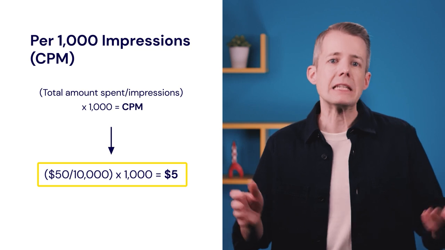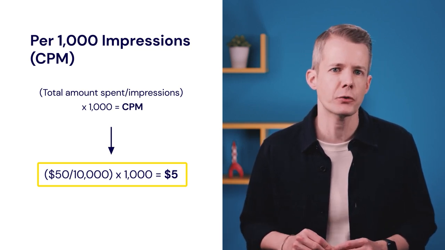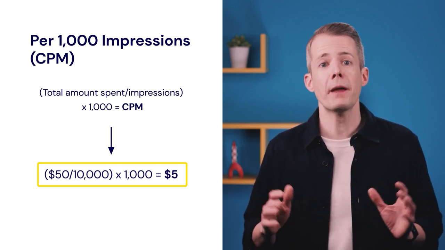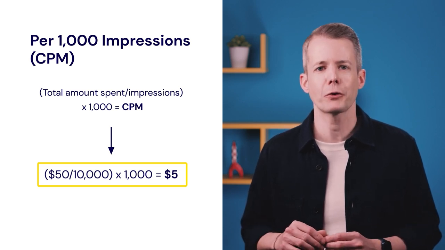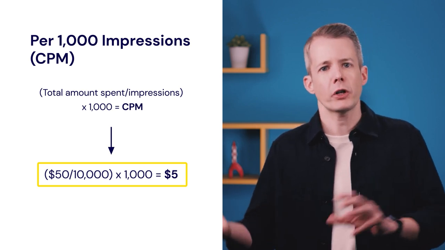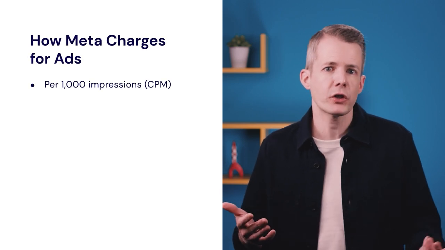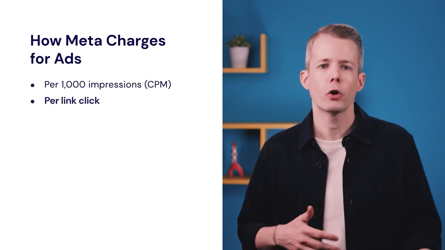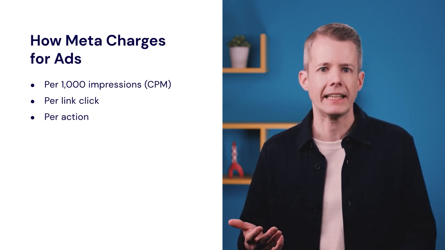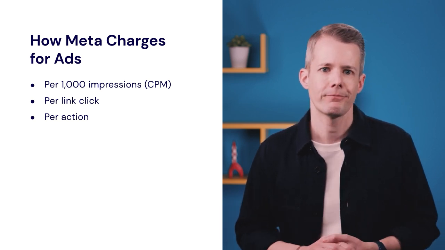You might be wondering why CPM is important. CPM is a common metric used by the online advertising industry to gauge the cost effectiveness of an ad campaign. It's often used to compare performance among different ad publishers and campaigns. So while you get charged $50, you can gauge what you were charged for by the CPM price. For some marketing goals, you can also choose to be charged per link click or per action. This means Meta will only charge you if a customer clicks on your ad link or takes another specific action, such as watching a video.